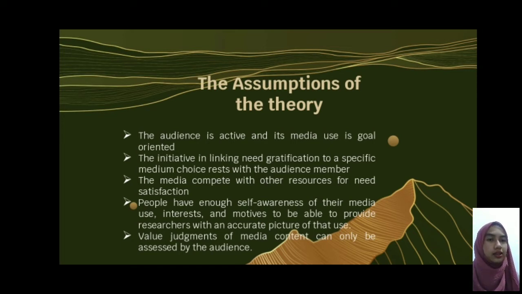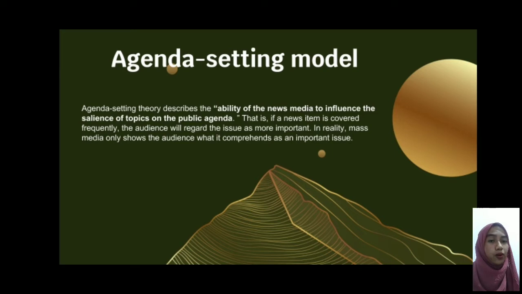And the next, agenda setting model. The agenda setting model describes the ability of the news media to influence the salience of topics on the public agenda. That is, if a news item is covered frequently, the audience will regard the issue as more important. In reality, mass media only show the audience what they comprehend as an important issue.